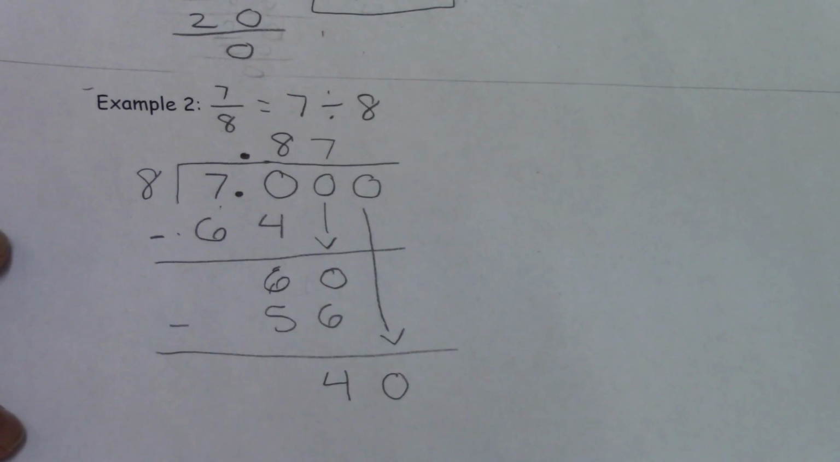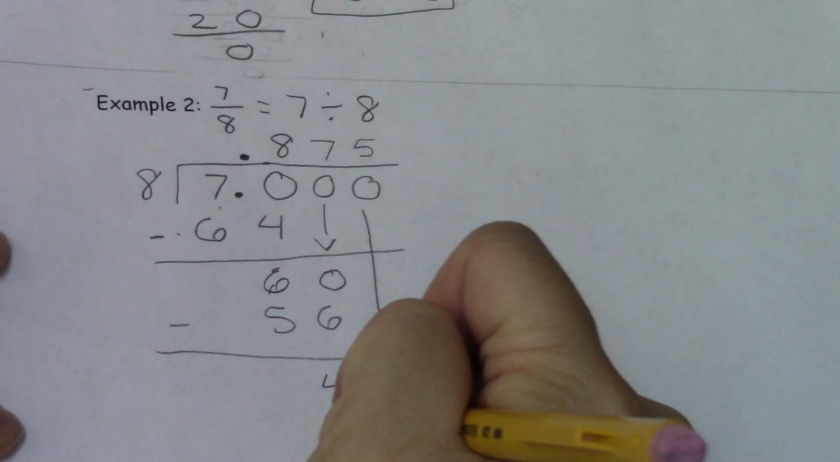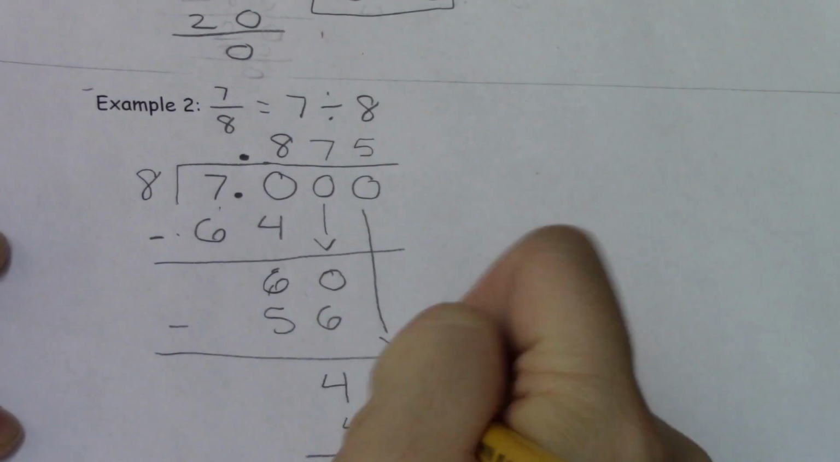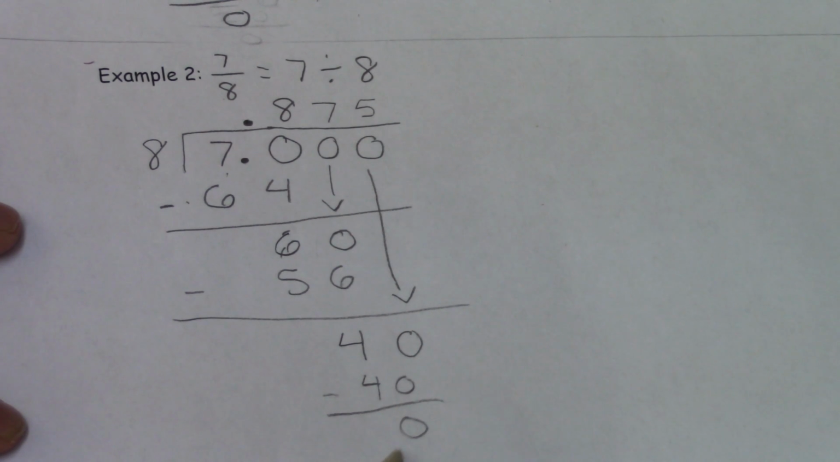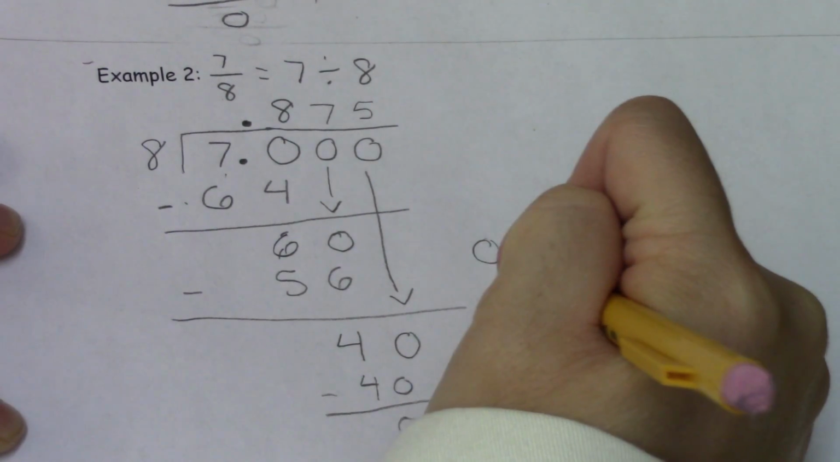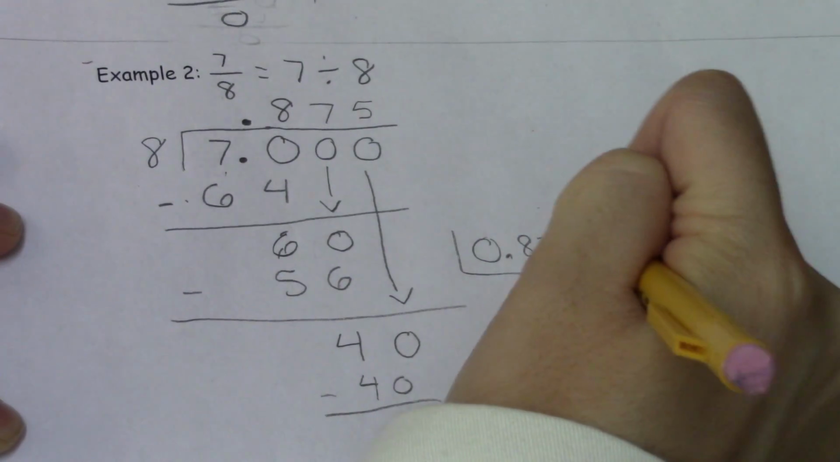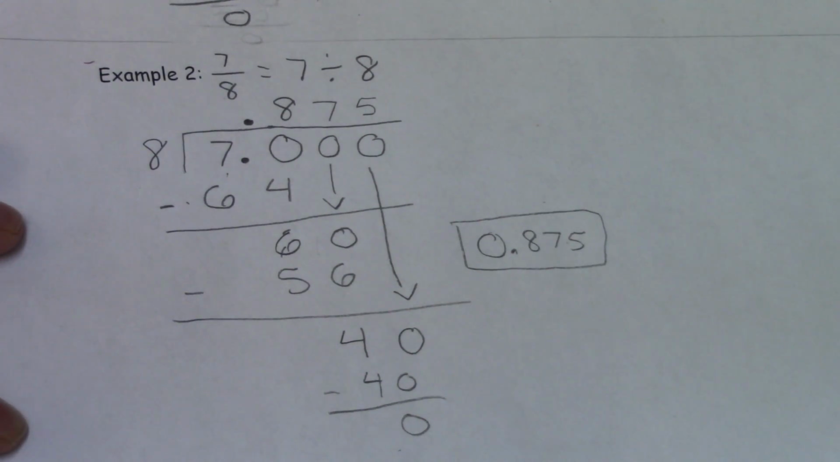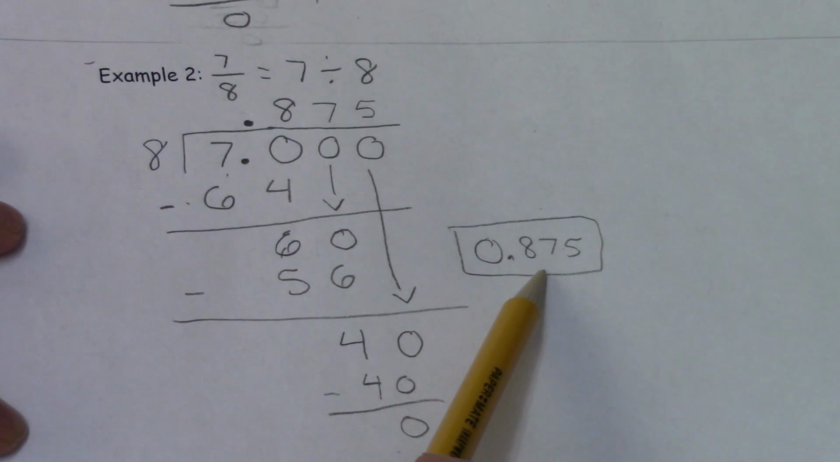Now 8 goes into 40 5 times. 5 times 8 is 40. 40 minus 40 is 0. So once I get a remainder of 0, I am finished. So my final answer is going to be 0.875. In other words, 7/8 is the same as 0.875.